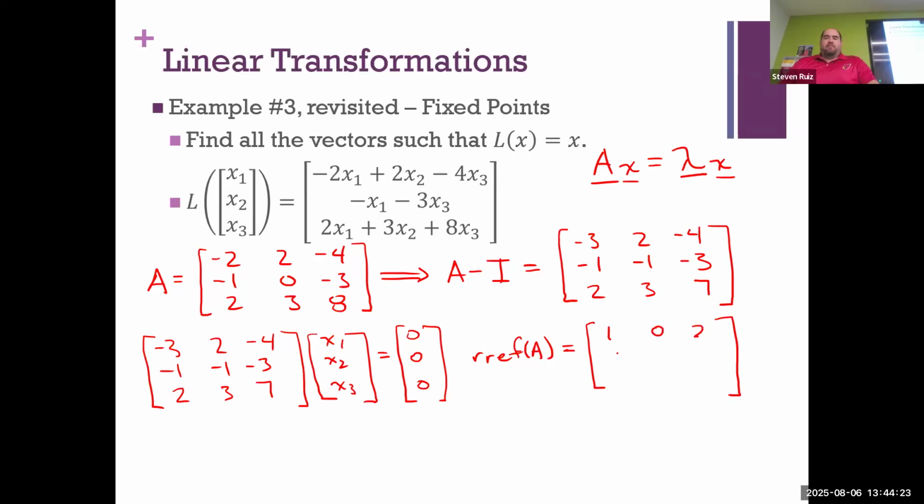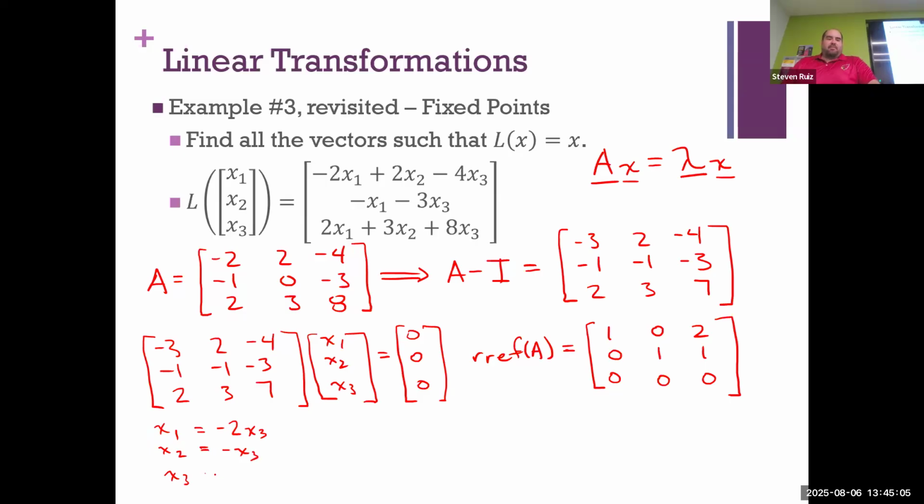1, 0, 2, 0, 1, 1, and all right. Cool. If that's what the matrix reduces to, then what does its null space look like? What's x1 equal? Negative 2x3. Not simply negative 2. What's x2 equal?